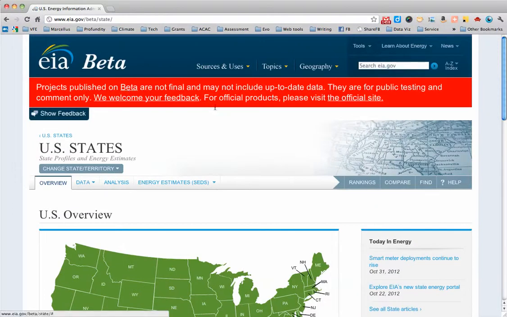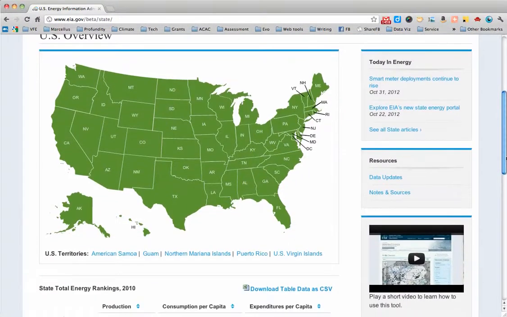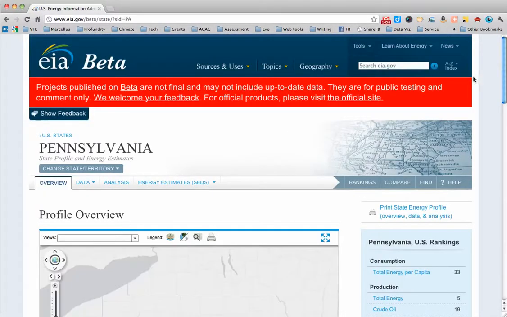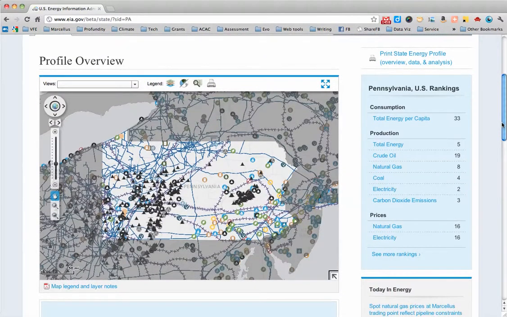You'll note that it's in beta testing right now, so that means things may change, which is good because there's a few little quirky things that could use some fixing, I think. But overall, I think there's some really great information here and presented in a very interesting way. So I'm going to click on Pennsylvania and poke around here for just a moment, and then invite you to look at whatever state you happen to be from.